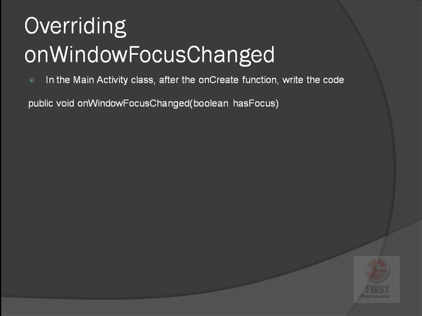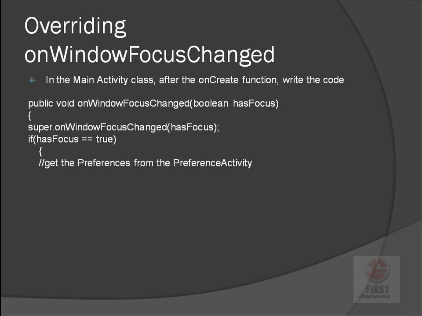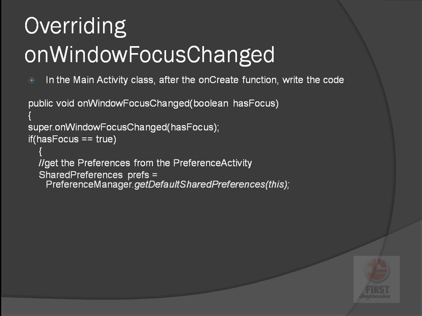You will say on window control space. This function will come automatically. Inside this, we have to say if has focus is true, then you have to read the preferences from the preference activity. To read the preferences, as we had seen in the slide of steps for doing this preference activity, we had PreferenceManager.getDefaultSharedPreferences.